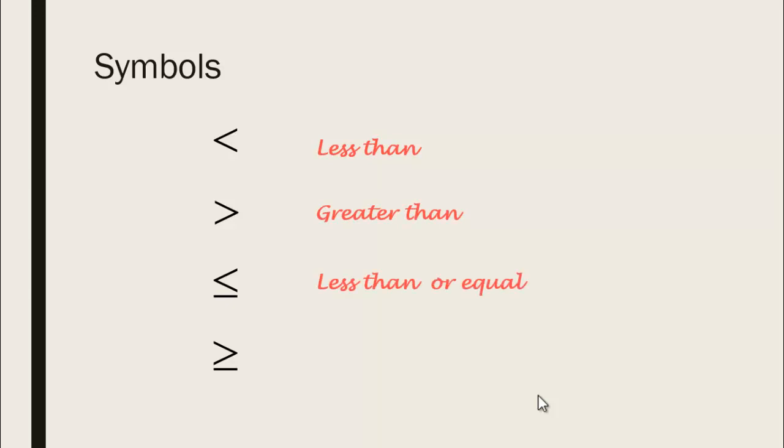Now, what are the symbols that I use in inequality? I have four symbols. This is less than, greater than, less than or equal, greater than or equal. Any sign of those, when I see, I know that I am dealing with an inequality.